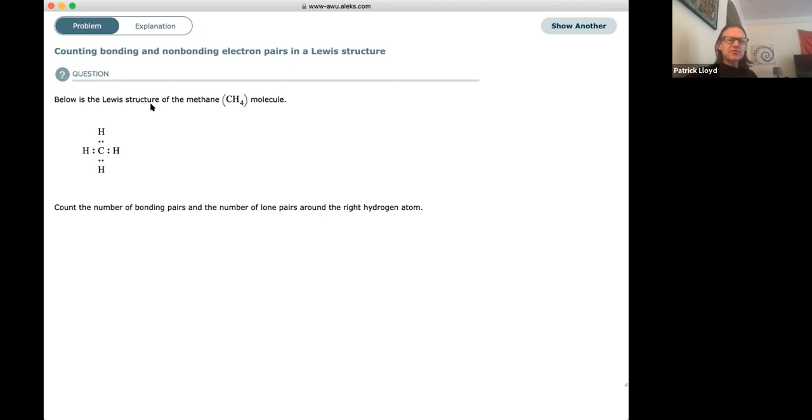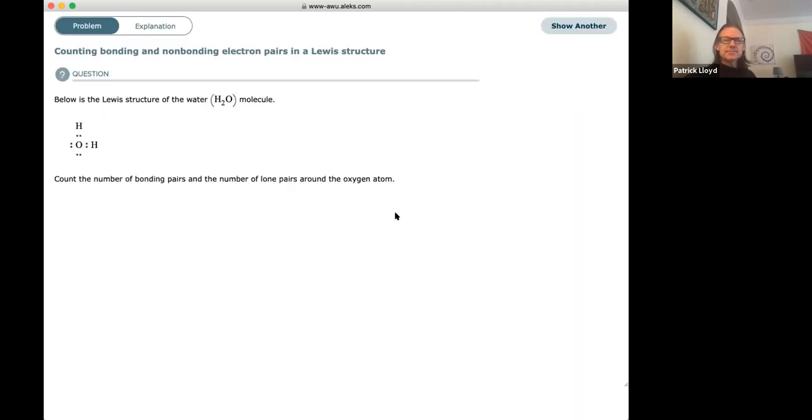This one is CH4. I thought I was going to ask about the carbon, but actually, count the number of bonding pairs and the number of lone pairs around the right hydrogen atom. Well, here's the hydrogen atom on the right. It only has 1 bonding pair, no lone pairs, which is what we would expect, right? If it's going to be in a molecule, it's got to have at least 1 bond to another atom. Otherwise, it wouldn't be a molecule. And it has the duet rule, so it doesn't generally have more than 2 electrons. Okay, let's see if there's one that's any different.